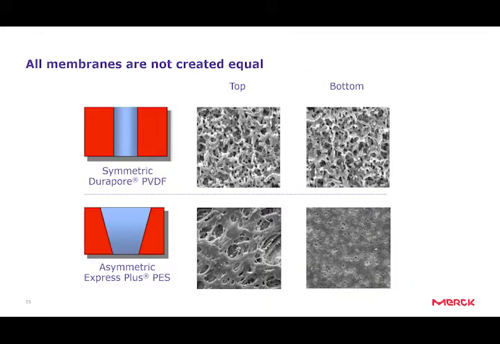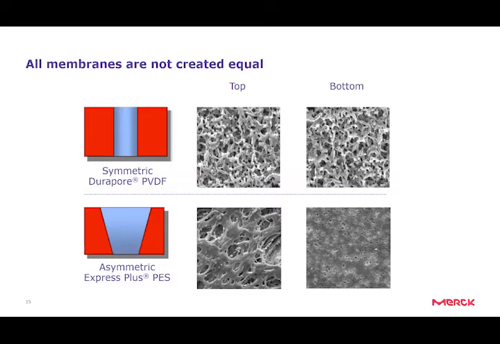Similar to pore morphology, sometimes the symmetry of pores across the thickness of the membrane is also different. Here there are two examples of a symmetric versus an asymmetric membrane. The membrane at the top is a symmetric PVDF, or polyvinylidene fluoride, membrane, which has very similar pore structure at the top as well as at the bottom.